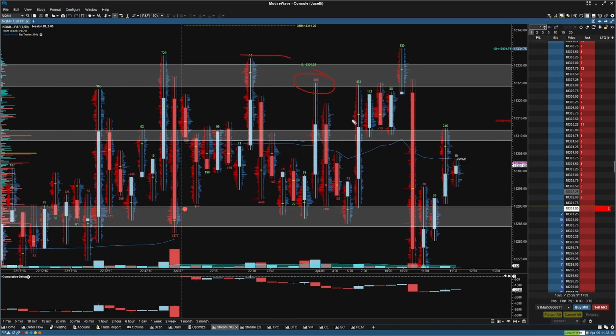This is also very simple. We're gonna look to scale out at least at the next Delta Fight Club level. You can choose the amount yourself. Normally I would take 3 out of 5 here at this level and then leave 2 out of 5 for the next one. This just ensures that in case the price does turn here and come back and stop you out, you're not gonna lose as much, or you might even make a little bit of money. This is how it works.